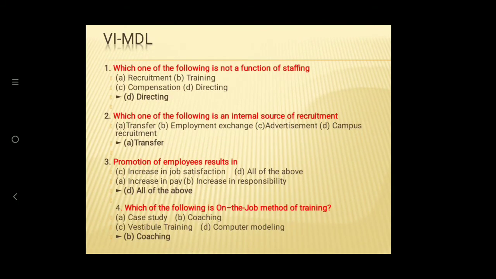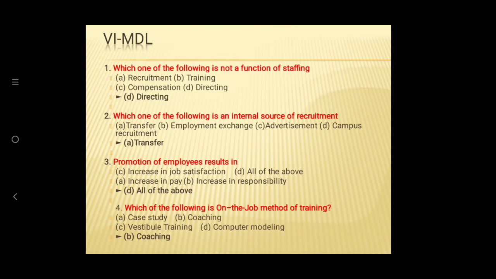Now let us move on to the next chapter, that is staffing. The first question: which of the following is not a function of staffing? Actually, recruitment, training, compensation, these three are the functions or responsibilities of the human resource manager in the staffing function. But directing is not a function in staffing. Directing is the fourth function of management. Hence, directing does not belong to the staffing process. The answer is option D, directing.